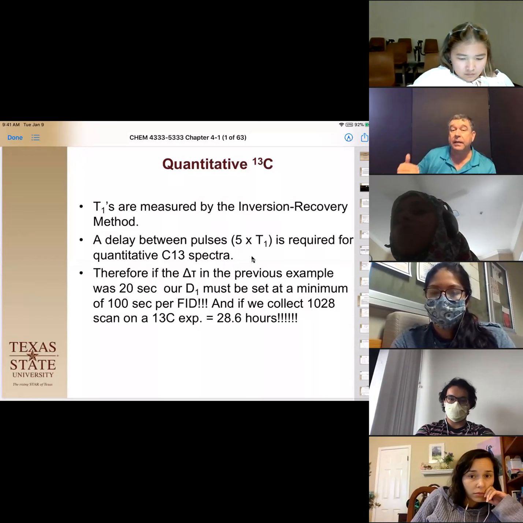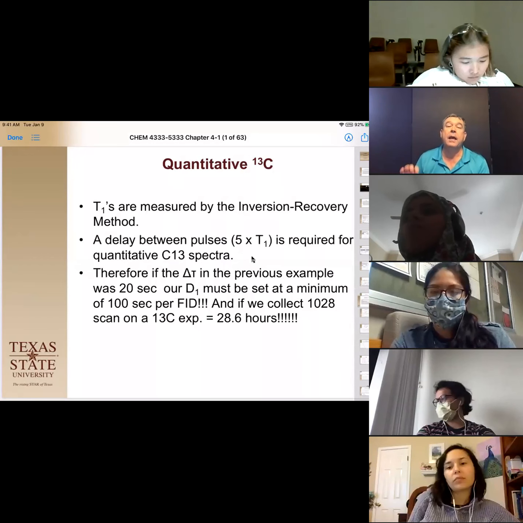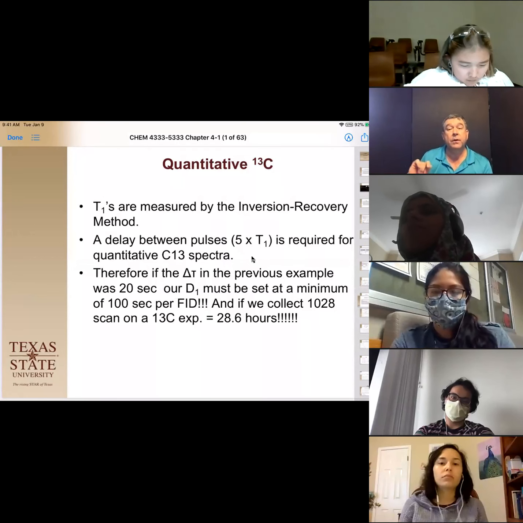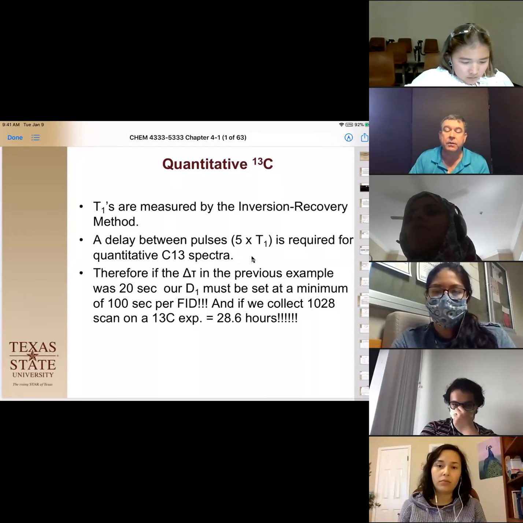Now, there are newer techniques that allow us to do it in a shorter amount of time, but it's still not as commonly done as in proton. Although for certain experiments, for complex samples like natural products, it's actually worth the time to do it to make sure that you have equivalency, but most of the time we don't do it.